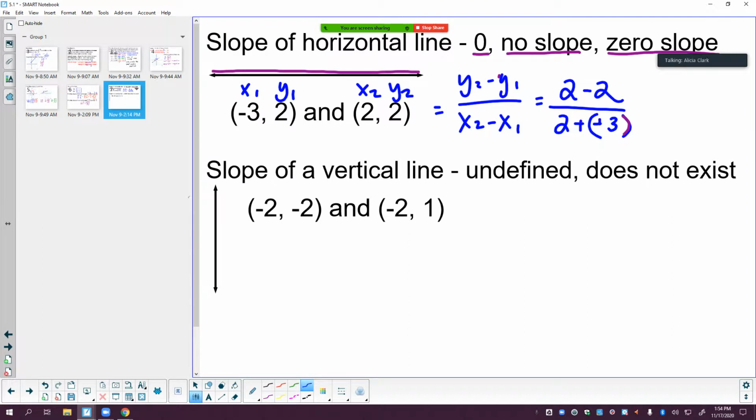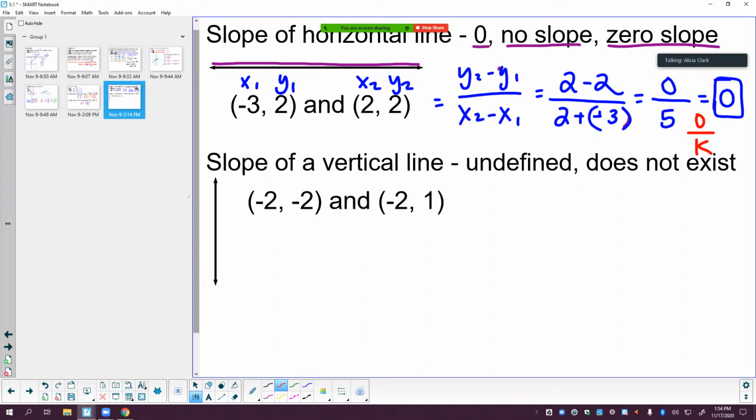So when I go to solve this, on the top I get 0, and on the bottom I get 5. Anytime you have 0 over 5, you can type that on your calculator, 0 divided by 5, that's going to simplify just to 0. So I always like to think of that as if 0 is on the top and something is on the bottom, that's okay. If 0 is on the top, you can have whatever you want on the bottom. As long as 0 is on the top, that's okay. It just simplifies to 0.